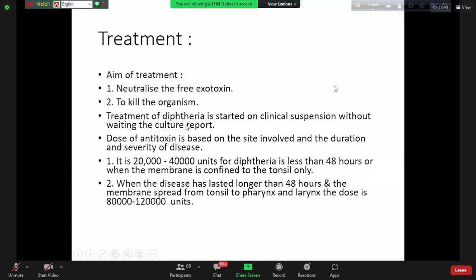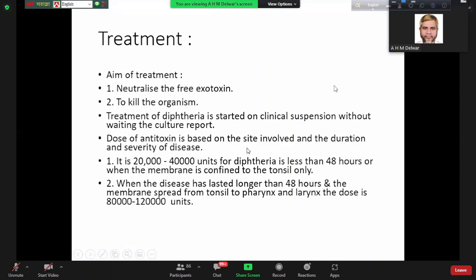We see that there are most important neurological and cardiac complications by diphtheria. So when an oral swab or membrane is sent for culture, we should not wait for starting treatment. We start the treatment. Dose of antitoxin is based on the site involved and the duration and severity of disease. We know that there is a tonsil, there is a larynx, there is a pharynx.